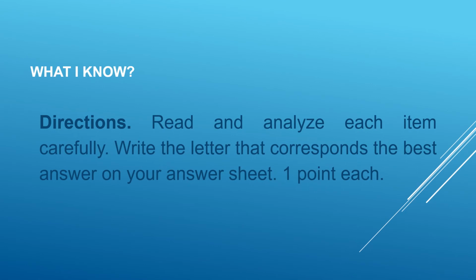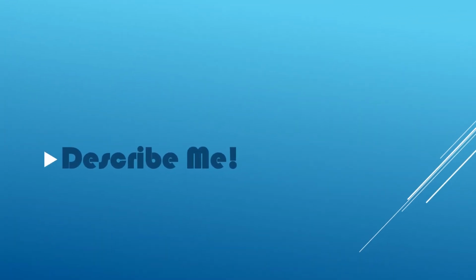Okay, so what to know? In our discussion, we have here an activity. Read and analyze each item carefully. Write the letter that corresponds to the best answer in your answer sheet. We have here 1 point each. Okay, so this is the direction. Describe me. So we will describe this one.